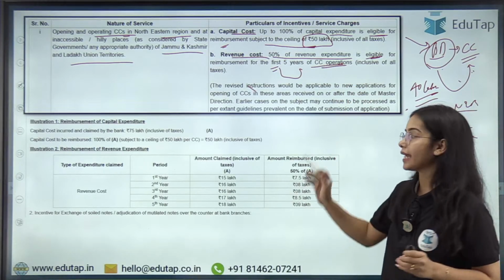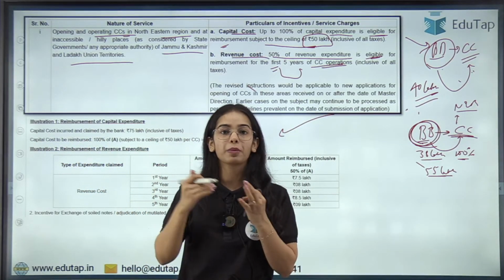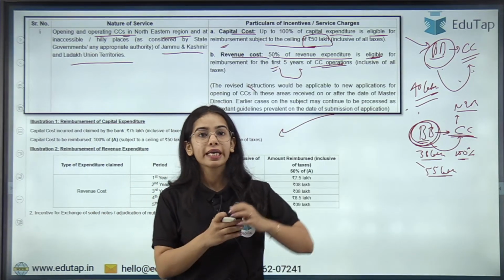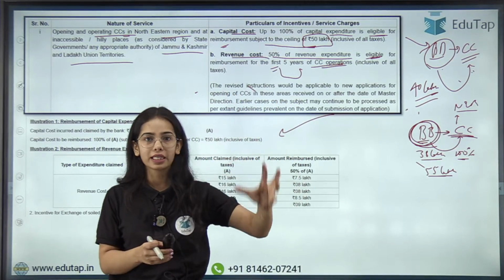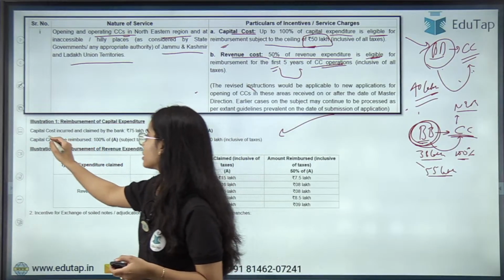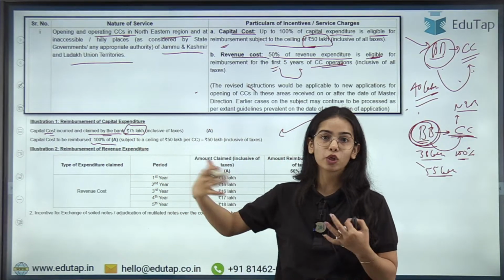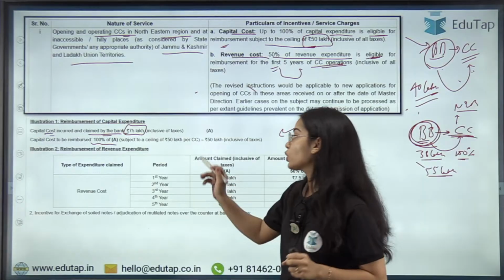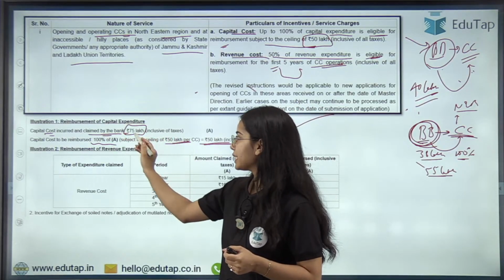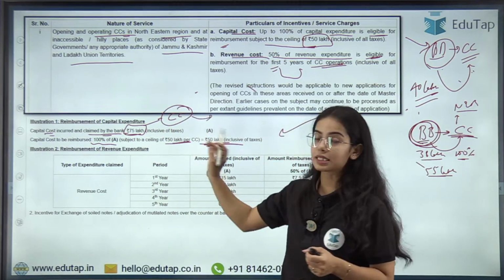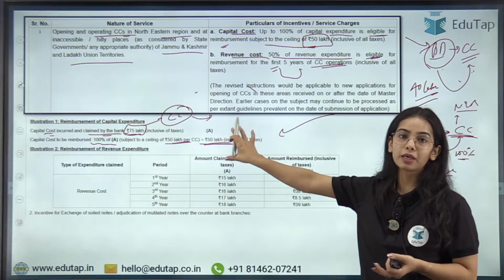This is what the RBI has said, and RBI has also given an example. Let's say the capital cost that you have incurred to open a currency chest in either the northeastern region or in Jammu and Kashmir and Ladakh, in the inaccessible or hilly areas, is 75 lakhs. So 100% of the capital cost will be reimbursed subject to a ceiling of 50 lakh. That means here only 50 lakhs will be reimbursed, because there is a ceiling of 50 lakhs, and that much will be reimbursed to the bank branch.